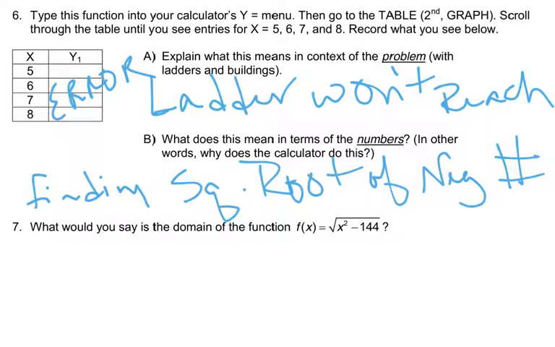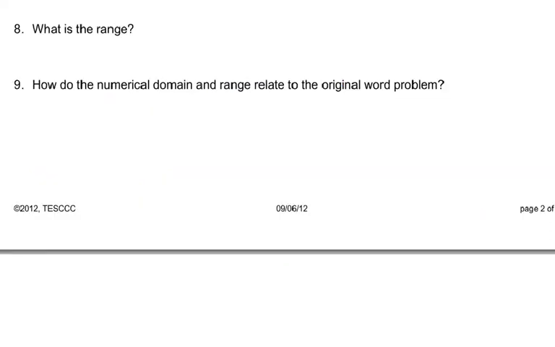So what would you say is the domain of the function f of x equal the square root of x squared minus 144? We haven't talked about domain in a while. Domain is your x values. For you to be able to get an answer, what is the smallest thing that x can be? Well, what is the smallest thing that will give you a positive number, or a 0 under here? That's going to be 12. So your domain is x is greater than or equal to 12. What is the range? Well, if you put 12 in, what do you get? 12 squared minus 12 squared is 0. Square root of 0 is 0. So your range is y is greater than or equal to 0.